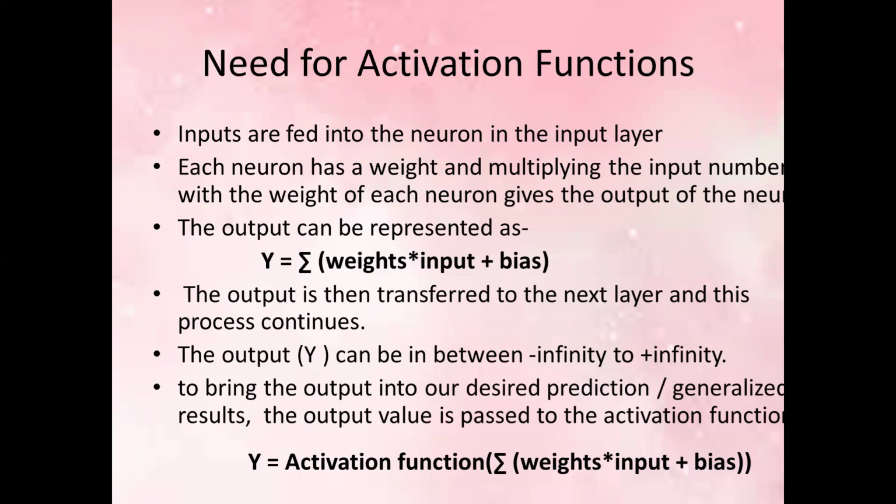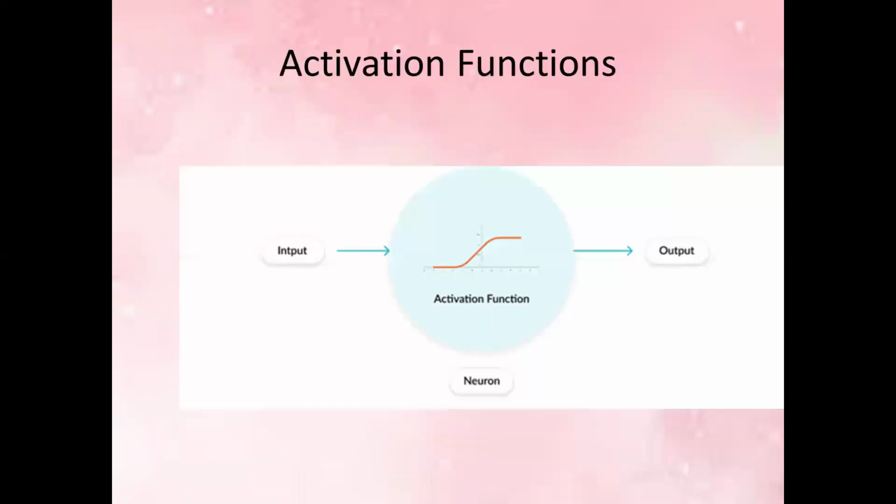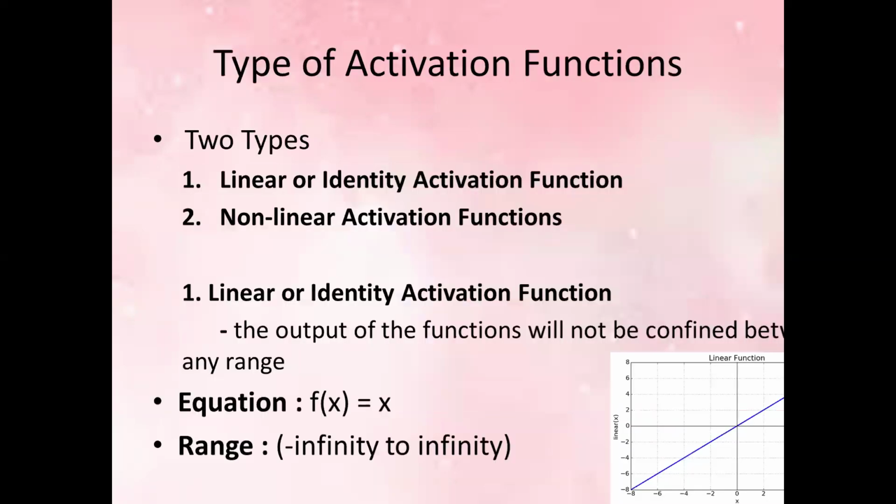Typically, the output of the artificial neuron is from minus infinity to plus infinity. So to bring it down, we are using the activation functions. This diagram shows how the output of the artificial neuron is controlled with the help of the activation functions. We are using two types of activation functions. One is the linear activation function, another one is the non-linear activation function.